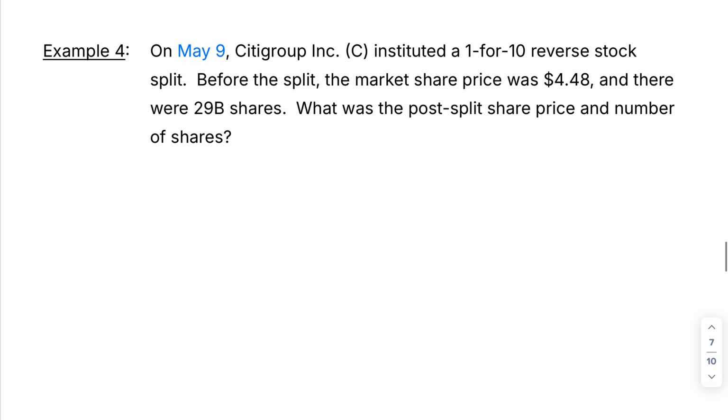Okay, let's move on to example 4. On May 9th, Citigroup Inc., their symbol is C, instituted a 1-for-10 reverse stock split. So before the split, the market share price was $4.48, and there were 29 billion shares. The question is, what was the post-split share price and number of shares? All right, so there were 29 billion shares before the split.